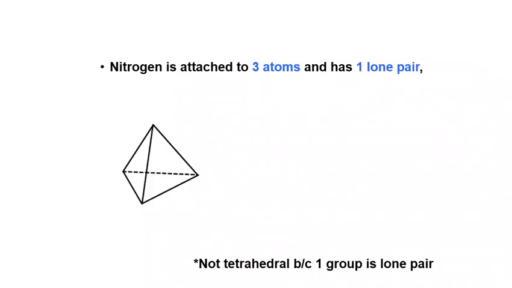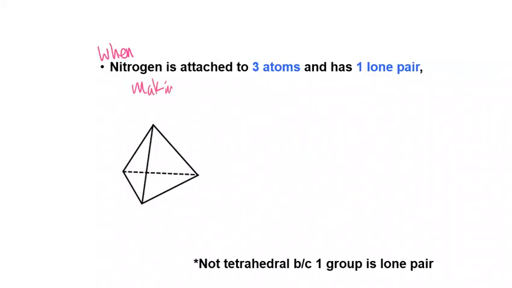Okay, so what about when one of the groups is a lone pair, or maybe even 2 of the groups are lone pairs? Let's look at an example of that. So when nitrogen is attached to 3 atoms and has 1 lone pair, it has a shape of being trigonal pyramidal.